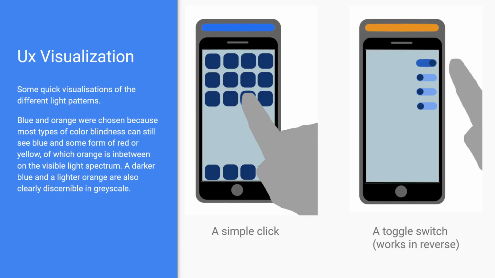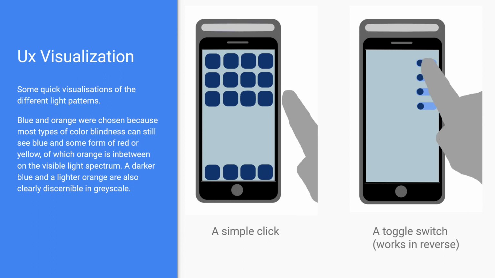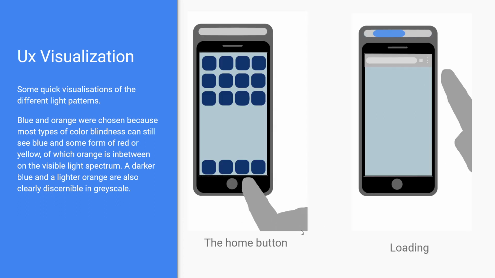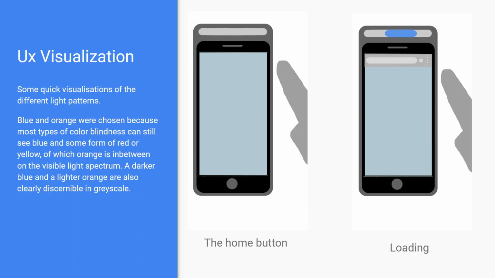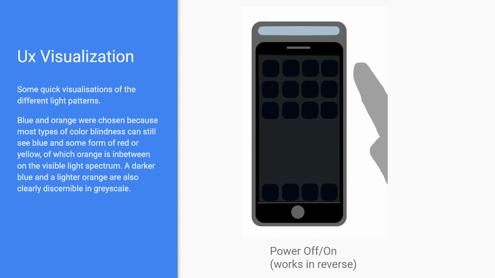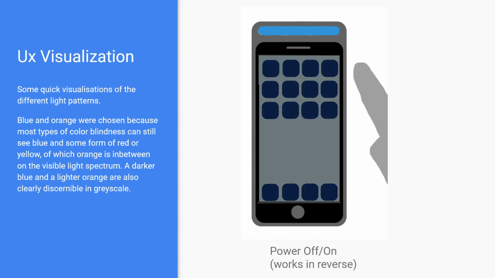So here's a UX visualization of some different light patterns. For example, a simple click or a toggle switch, the home button if something is loading, or the power on and off. And there can be other actions that are also available. These are just some of the ideas that we had for our application.